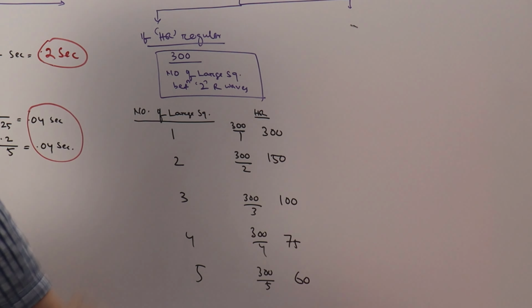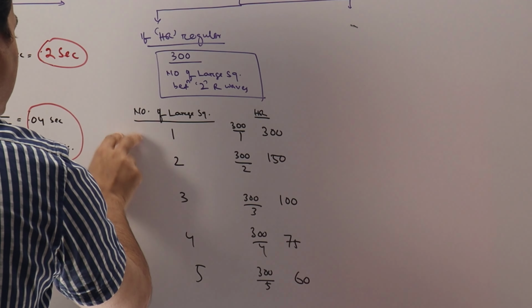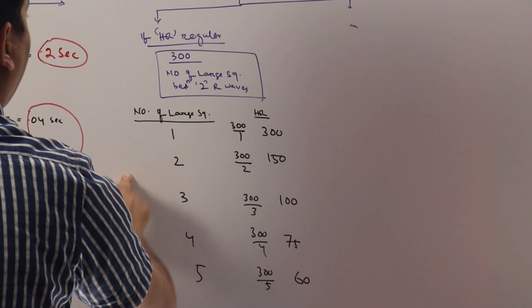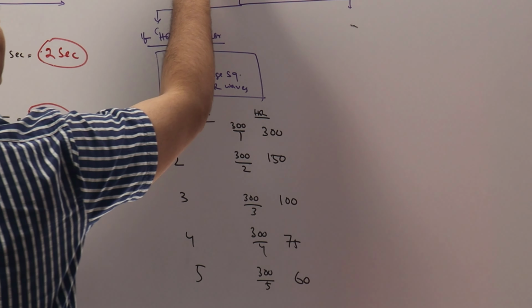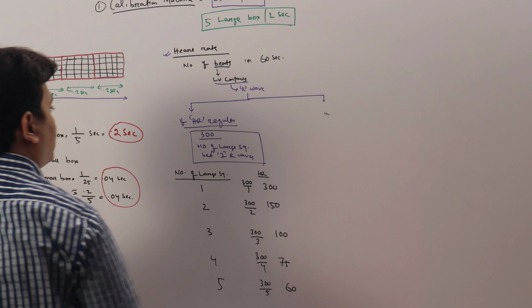So in this way we calculate, depending upon how many large boxes there are between two R waves, dividing 300 by that number. This 300 has come from 5 large boxes per 1 second, so in 60 seconds it will be 300 large boxes, right?